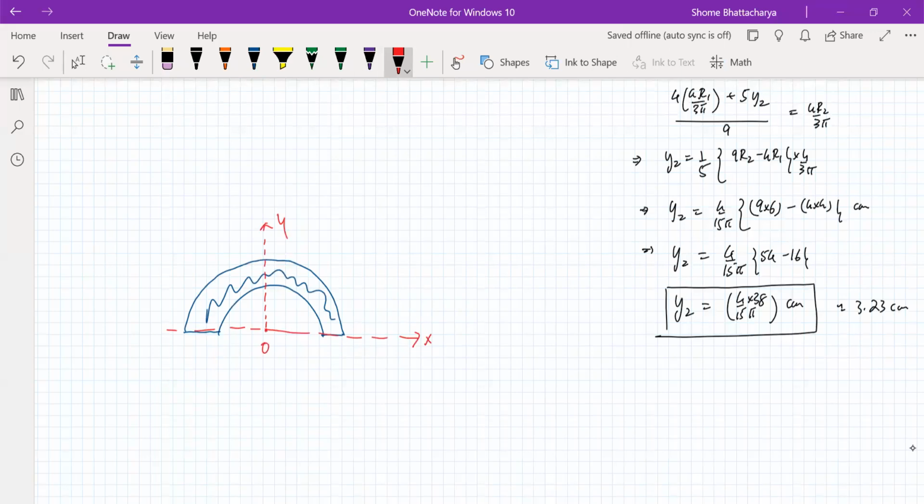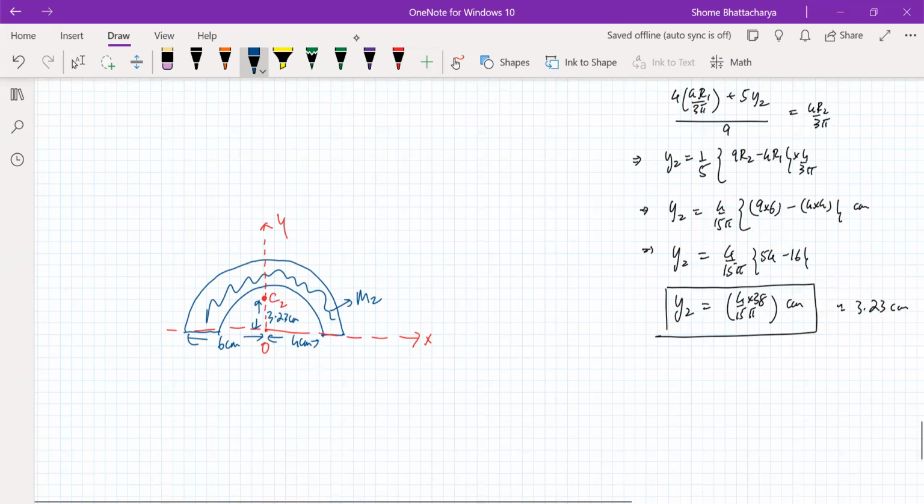So the center of mass is falling somewhere here. This is the center of mass of this mass, which I've taken as M2. So this distance is about 3.23 centimeters, whereas this inner radius was 4 centimeters. This outer radius was 6 centimeters. So this is one way of doing this question.